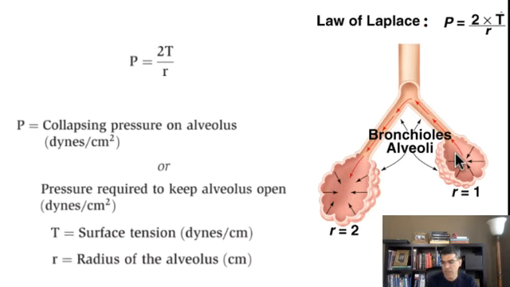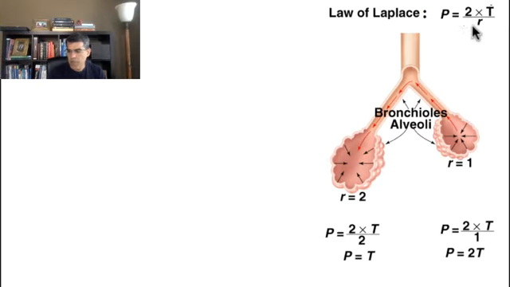Let me make sure you understand. Let's say in this example, I want to know how much force I have to apply to overcome the surface tension. Based on this formula, let's punch in the numbers. In this formula, for R, I'm going to put 1. So to keep this one open, the amount of force that I have to apply is twice the surface tension. Whatever the surface tension is, I have to apply twice that. If I put R here as 2, the amount of force that I have to apply to keep this one open is equal to the surface tension.